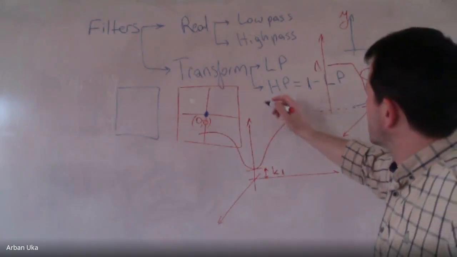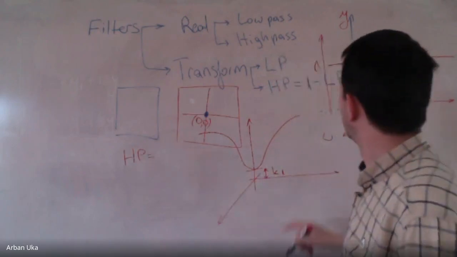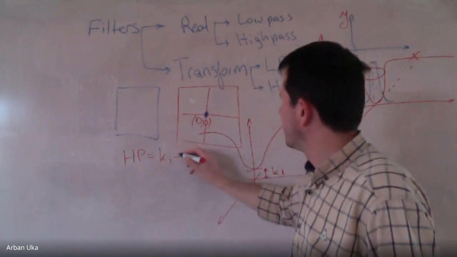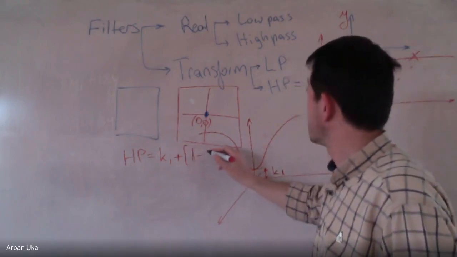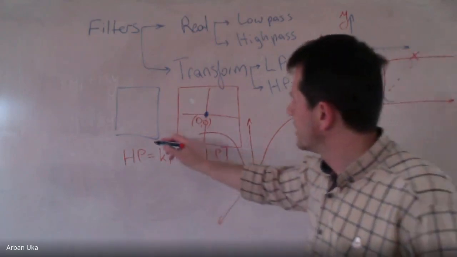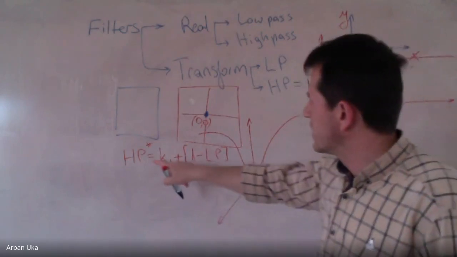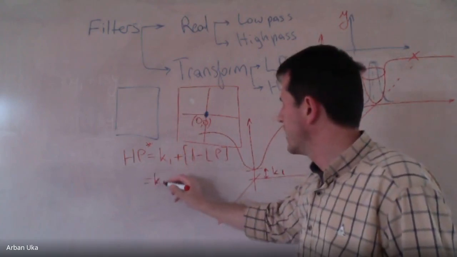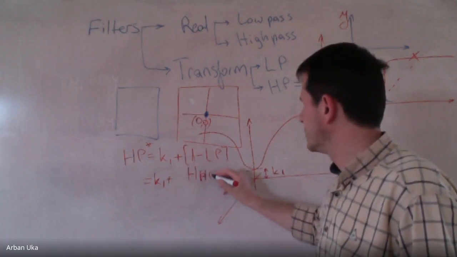In this filter, the new expression for the high-pass filter would be the following: high pass would be equal to some constant k1 plus 1 minus LP. Okay, 1 minus LP. So this is how we can adjust the high-pass filter, and let's denote it H star. Now we know that this high-pass filter H star is in fact k1 plus the traditional high-pass filter. I can write this one HP.